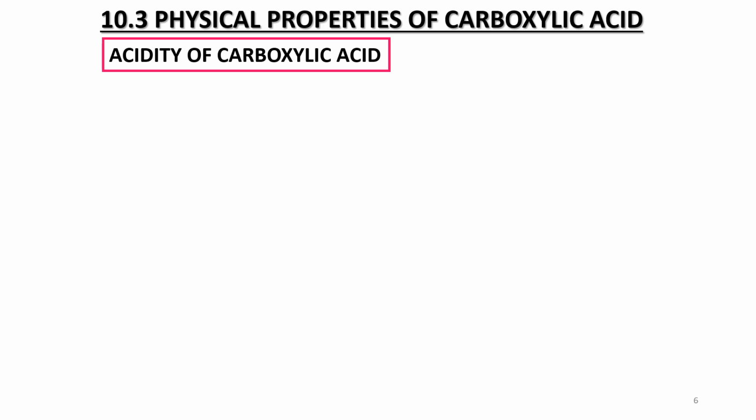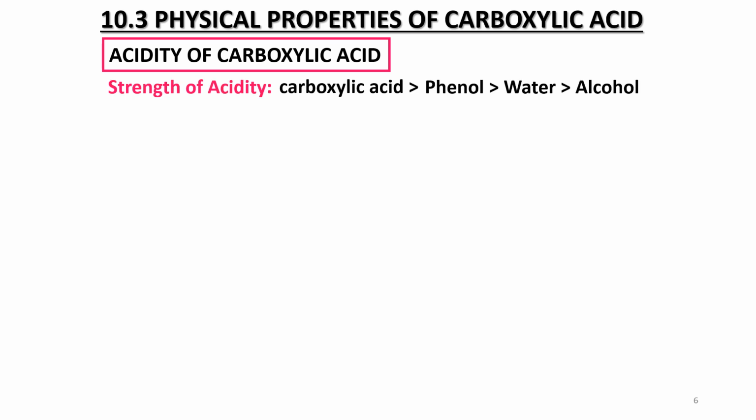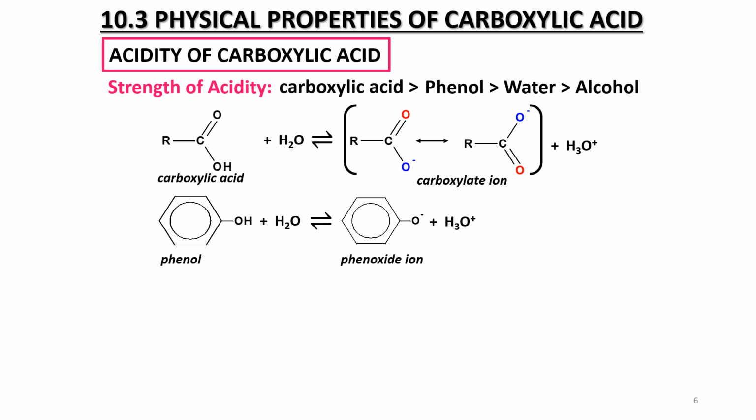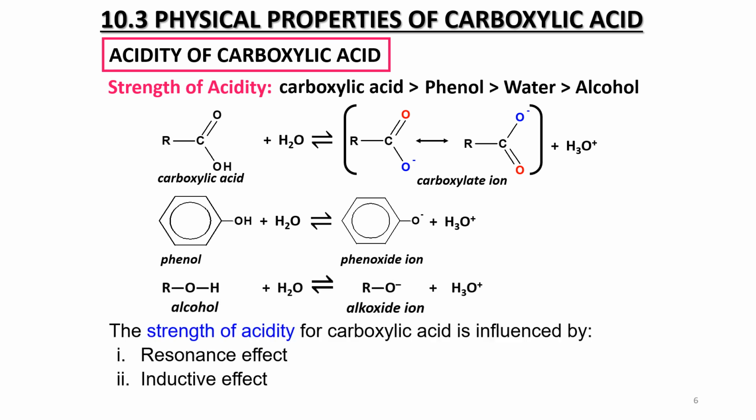Next, we're going to look at the acidity of carboxylic acid. In the arrangement of the strength of acidity, carboxylic acid has the highest acidity compared to phenol, water, and alcohol. One of the reasons is that carboxylic acid has higher dissociation in water to form hydroxonium compared to phenol and alcohol. The strength of acidity for carboxylic acid is influenced by two factors. The first one is resonance effect, another one is inductive effect.